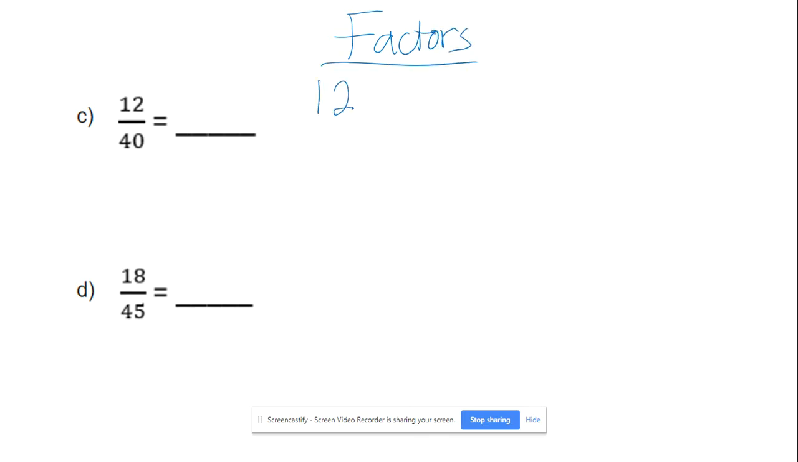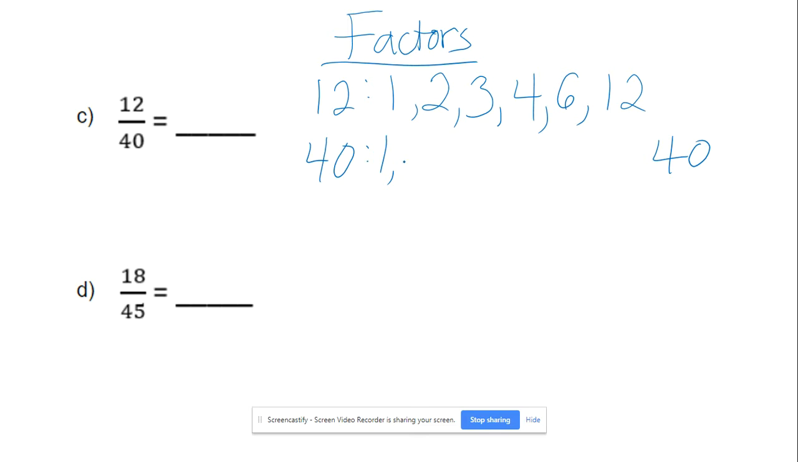So let's start with our factors of 12. 1 times 12 is 12. 2 times 6 is 12. And 3 times 4 is 12. Let's do the same for 40. 1 times 40 is 40. 2 times 20 is 40.